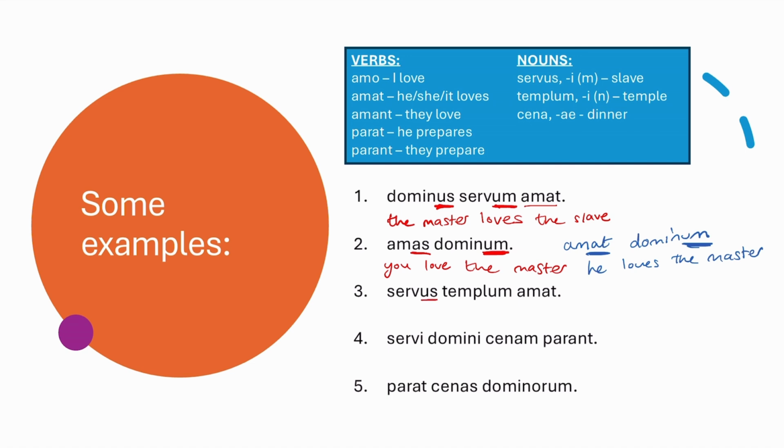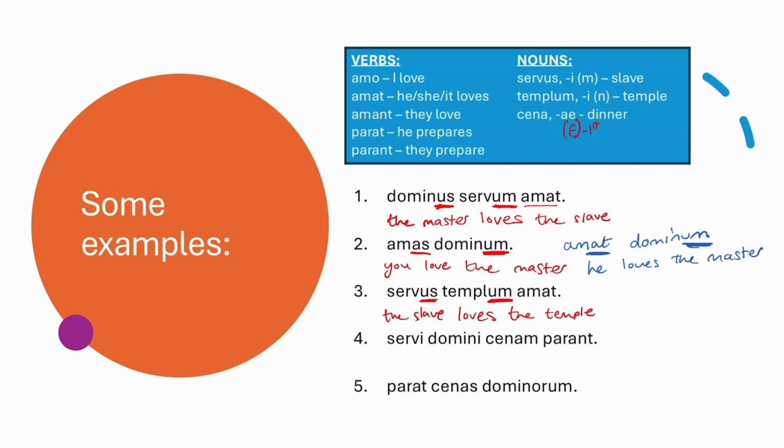In number 3, servus, nominative, the slave. Amat, loves, he, she, or it loves. Templum, the temple. Yes, templum here could be nominative, vocative, or accusative because it's a neuter noun. However, because we know that servus has to be nominative, it wouldn't make sense for templum to be nominative. This is what I mean. You have to take in the rest of the sentence to make sure that you are clear on what case it's going to be.